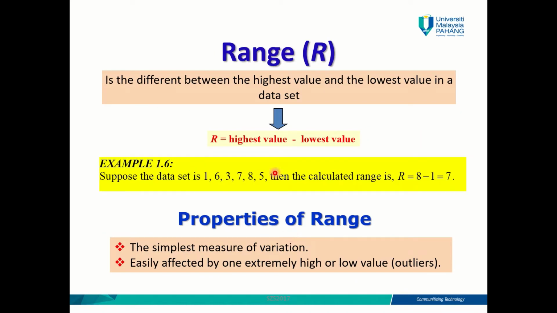For range, it is simply the highest value minus the lowest value. For example, here for this data set, you just take 8, the maximum value, minus 1, the minimum value. So you will get 7 as the range. Range is the simplest measure of variation. It is easily affected by one extremely high or low value.